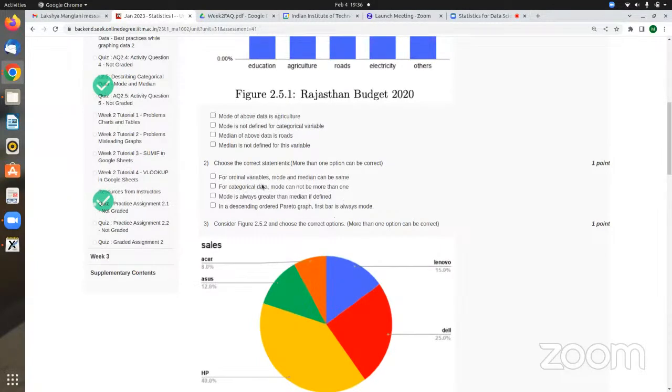Okay. For ordinal variables, mode and median can be same. For categorical data, mode cannot be more than 1. Mode is always greater than median. So basically, what happened here is I can select whatever I feel is correct.